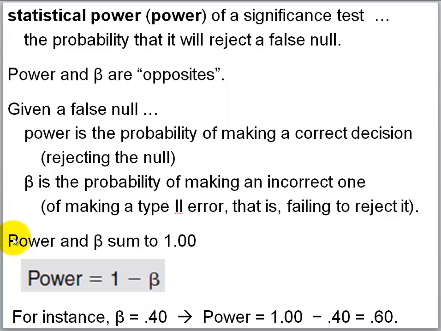Power and beta sum to 1. Here is a formula to that effect. For instance, suppose that beta equals 0.40. In that case, power equals 1 minus 0.40, that is 0.60.